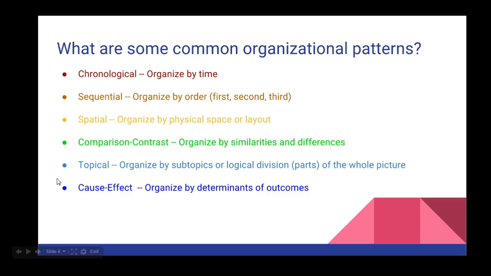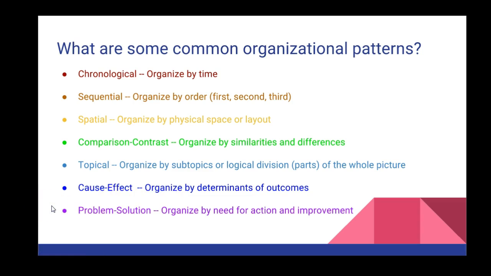We might take a look at cause-effect. What are the determinants of the outcome? What were the things that resulted in this catastrophe? What are the effects of the bad policy? Lots of different life applications there. And another one would be problem solution. That is, organizing by the need for action and improvement. And we certainly have a lot of places in our world where we need to improve.